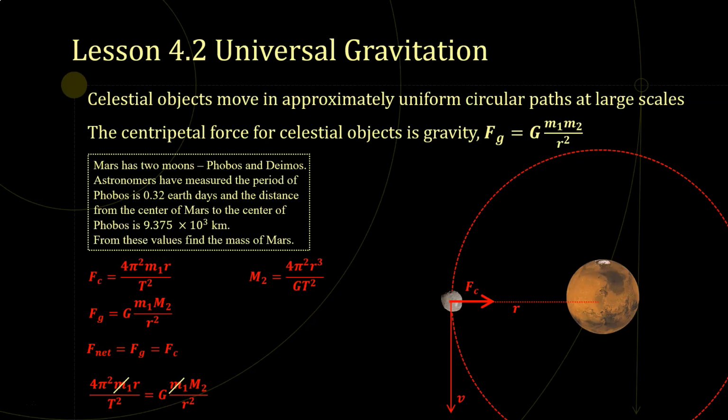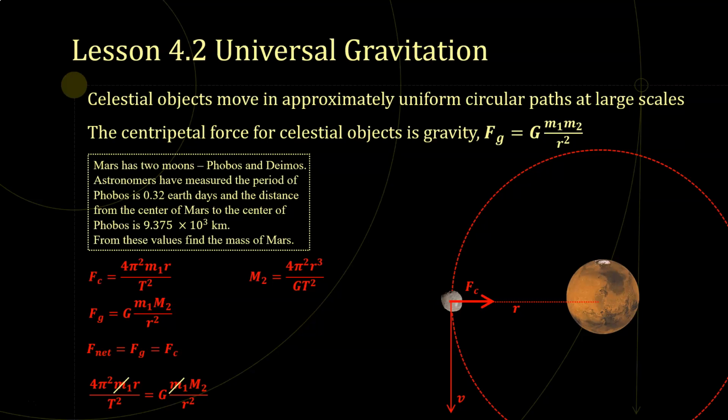Do I know the distance between Phobos and Mars? Yep, that was one of the things that I was given. Divided by the universal gravitation constant, that's a constant, times the period of Phobos squared. And I know the period is 0.32 Earth days. Now here's the thing. Within the universal gravitation constant, there are kilograms, meters, and seconds. So I need all of my variables here to be in kilograms, meters, or seconds.